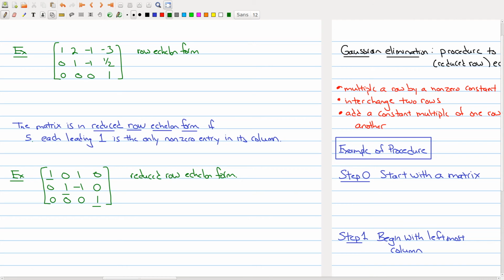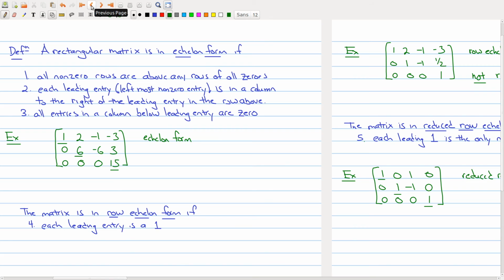And you'll notice that these examples have been picked such that the previous example fails to have the next property, right? So this guy here is not reduced row echelon form. And if we go back to this guy here, the first one, this guy is not in row echelon form.